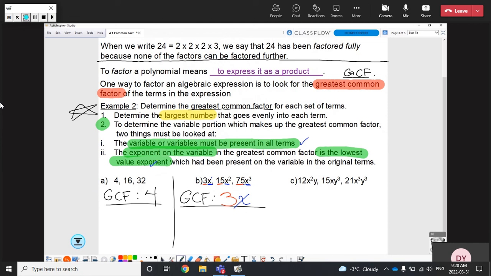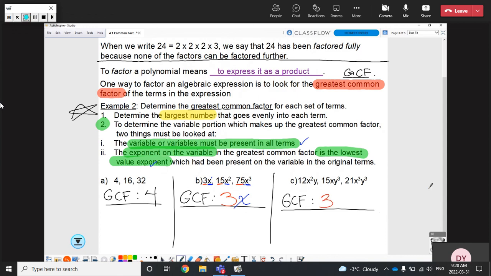Now, how about this last one? We're talking about the GCF. What is the biggest number that divides evenly into all three of these? Anyone got it? Yeah, it's 3. I'll write down 3.